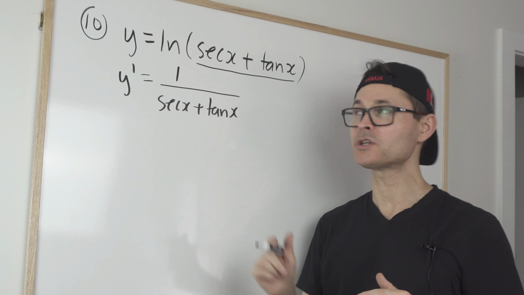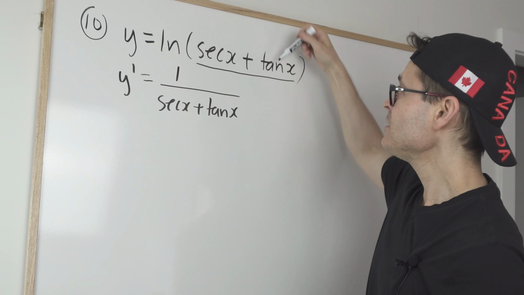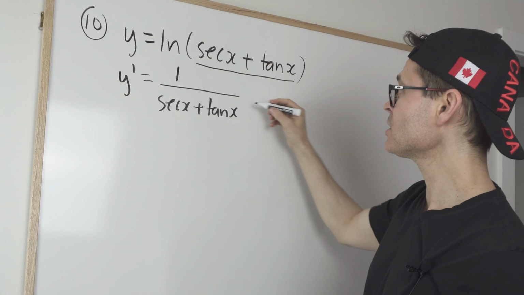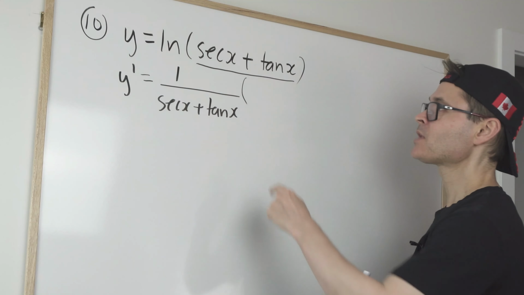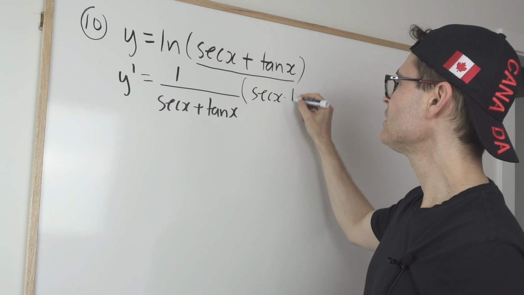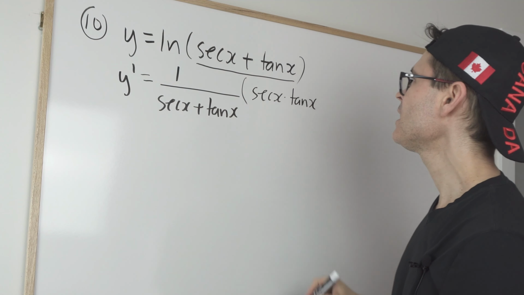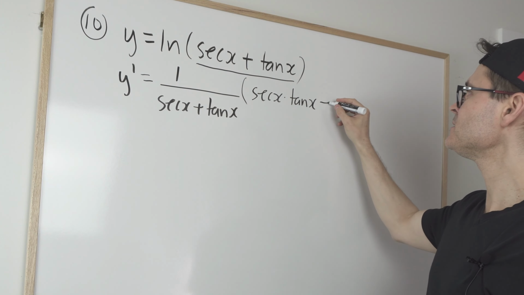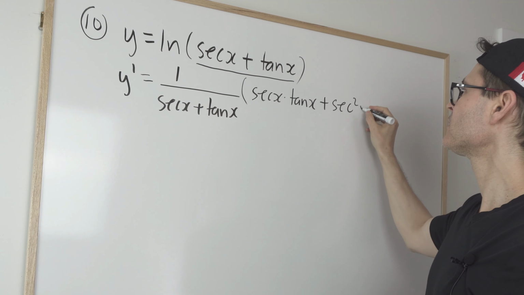So for log functions, ln is a log base e. This is the inside function here, so I'm going to take the derivative of the inside. The derivative of secant is secant x times tan x, and the derivative of tan is secant squared.